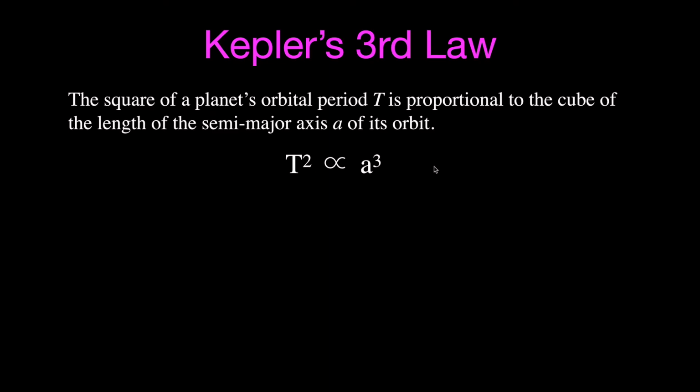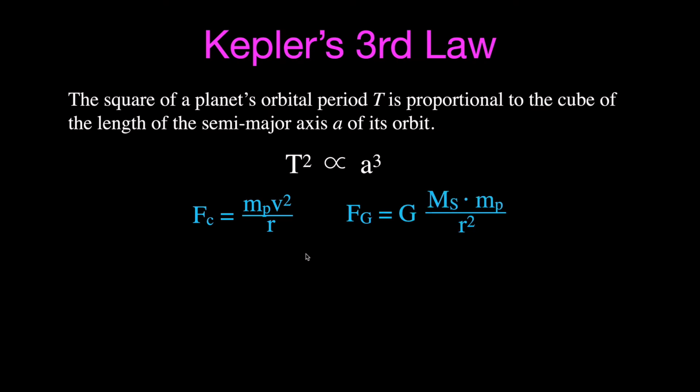And we can summarize that statement as T squared is proportional to a cubed. Now we are going to use two of Newton's laws of motion, which he published almost 80 years later, to show that Kepler's observations were correct. And we're going to use Newton's second law of motion and Newton's law of universal gravitation.